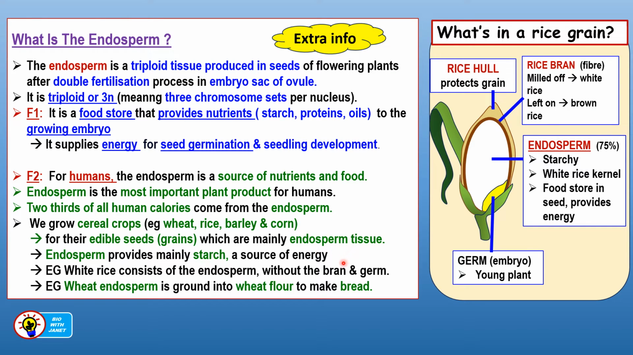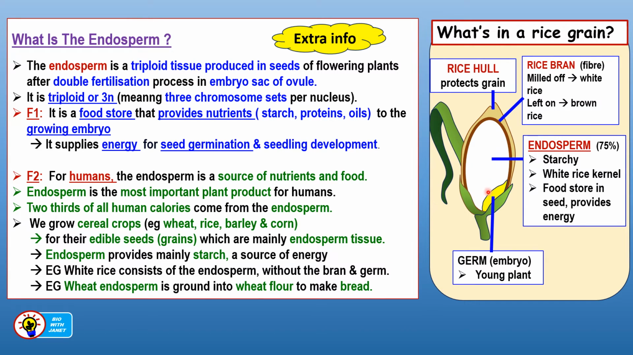All right. So this endosperm or food store in the seed provides mainly starch, which is a source of energy. For example, white rice consists of mainly the endosperm without the bran or the germ. And wheat endosperm is ground into wheat flour to make bread. Right? So white rice, let's have a look at a grain of white rice.